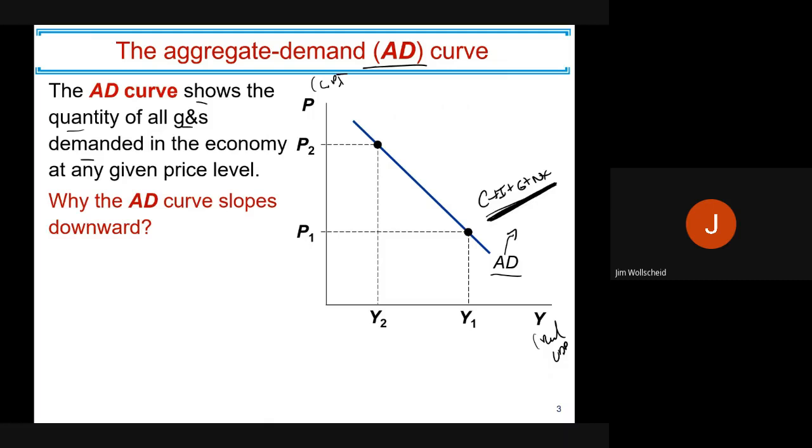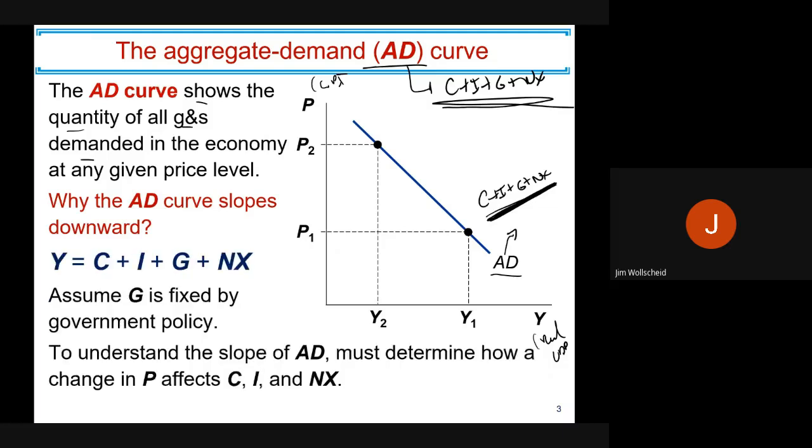So when you write down aggregate demand, the first thing that should come to your mind is, oh, that's simply consumption plus investment plus government spending plus net exports. So you're thinking about these four variables. So why does aggregate demand slope downward? Well, let's talk about this. What does P influence?